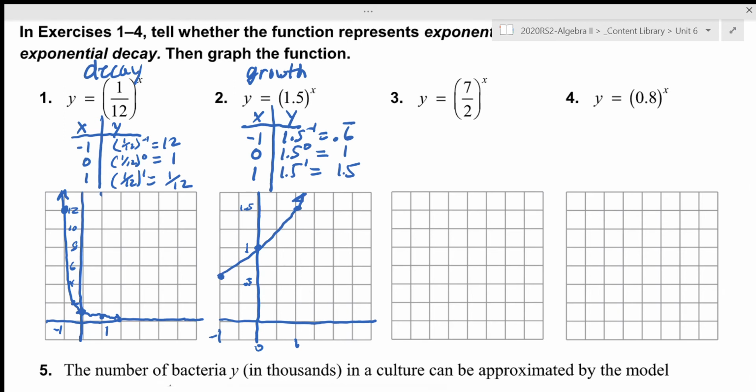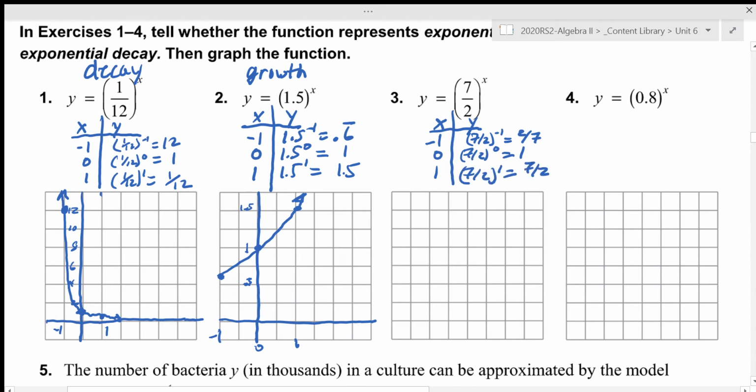All right, for number 3, again, a table of values. We're going to use -1, 0, and 1. 7/2 to the -1 power is 2/7. 7/2 to the 0 power is just 1, and 7 halves to the first power is 7 halves.